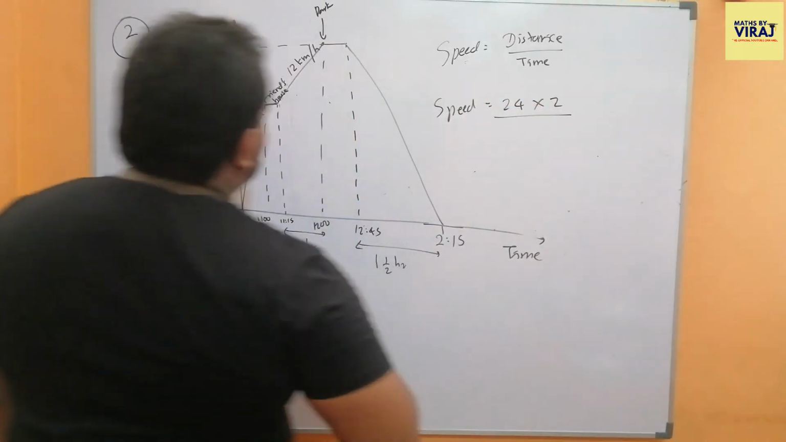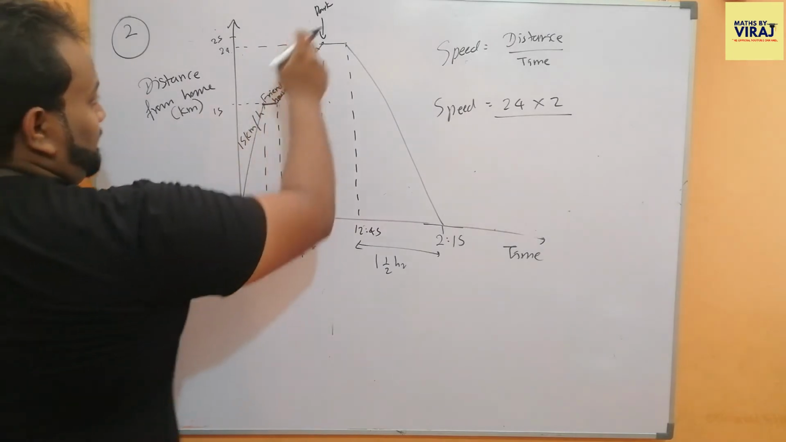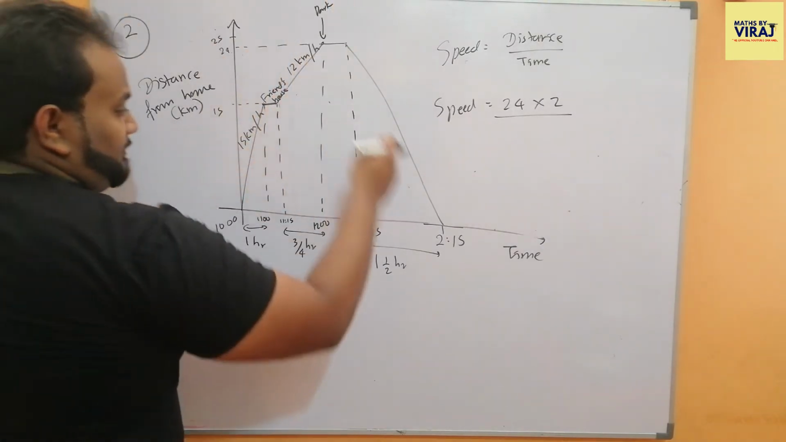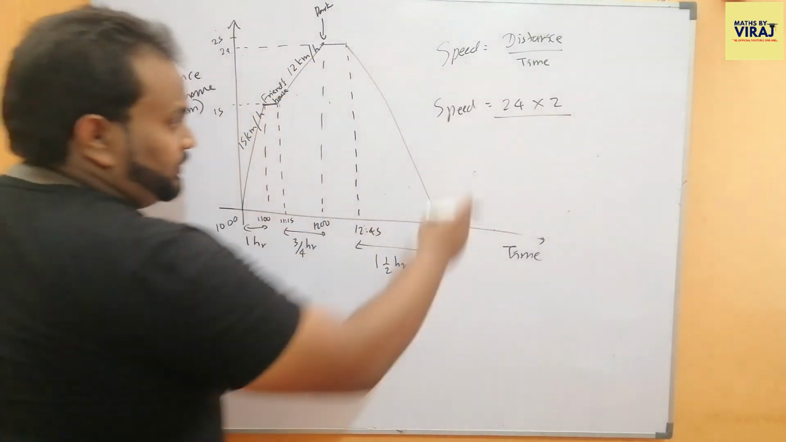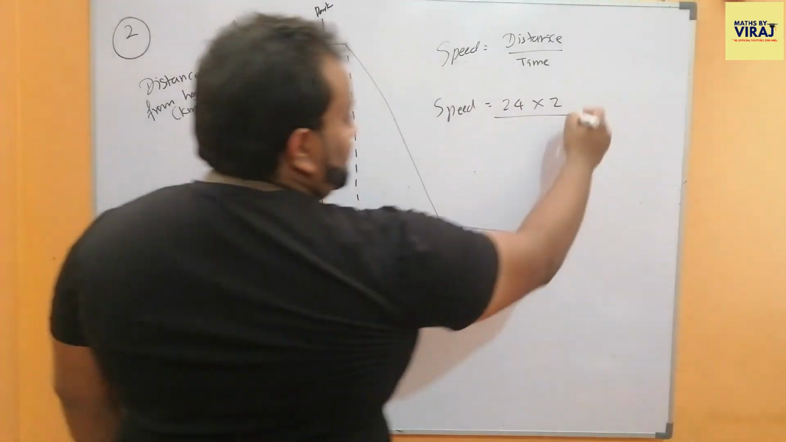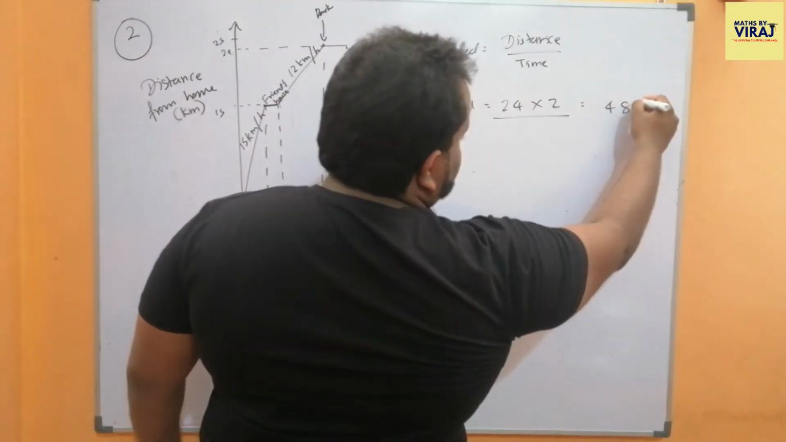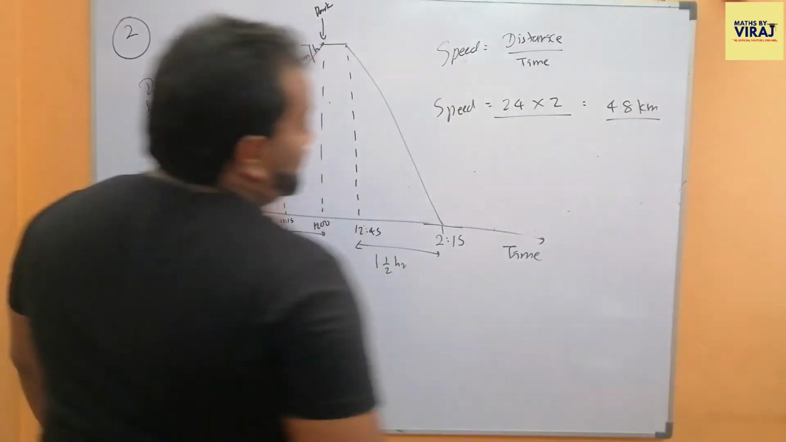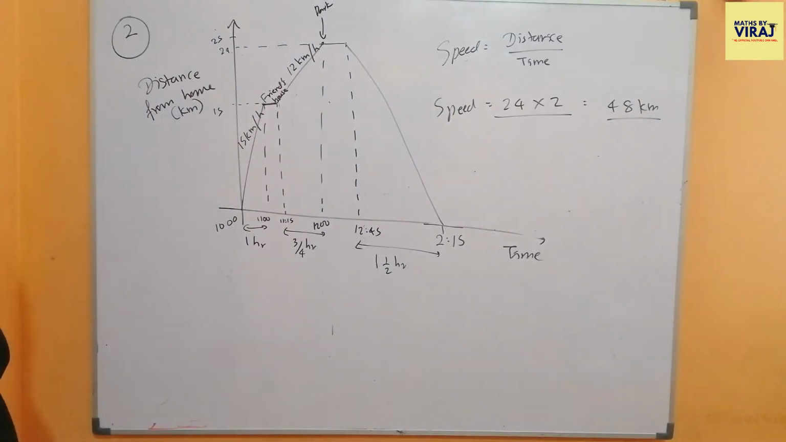Why? Home to the park is 24 and from park back to home it's 24. Therefore, 24 into 2, we have 48 kilometers. The time that she was cycling.